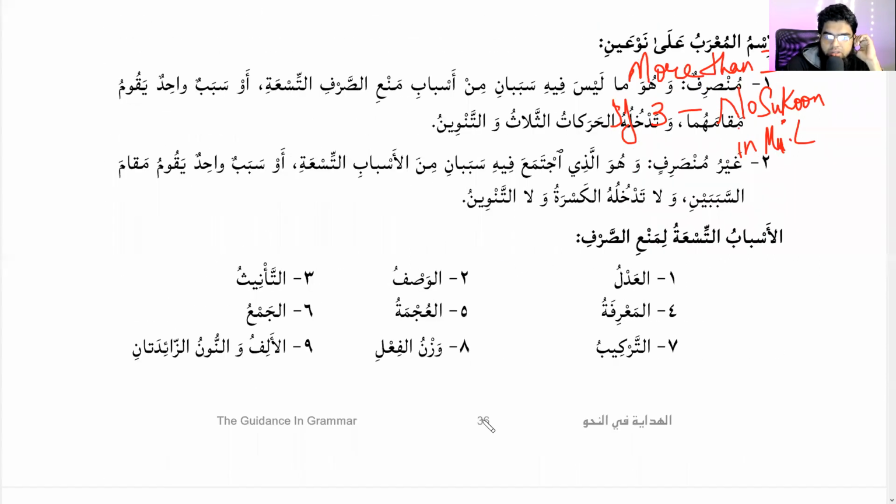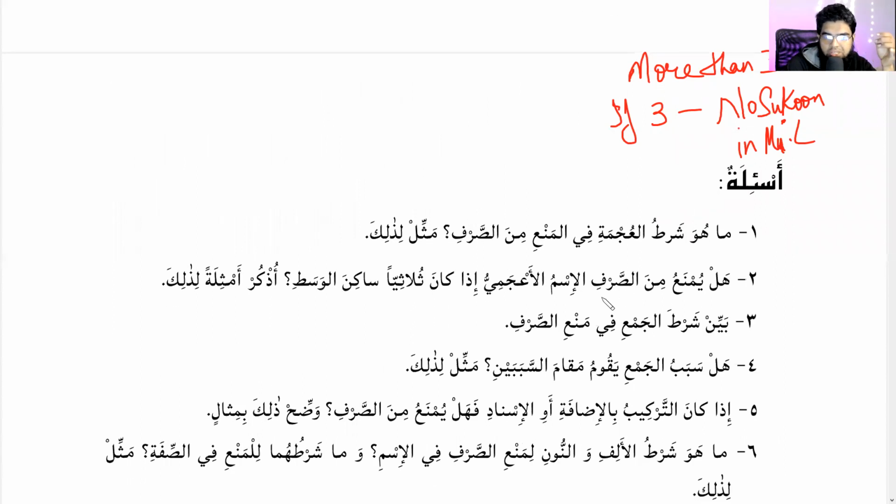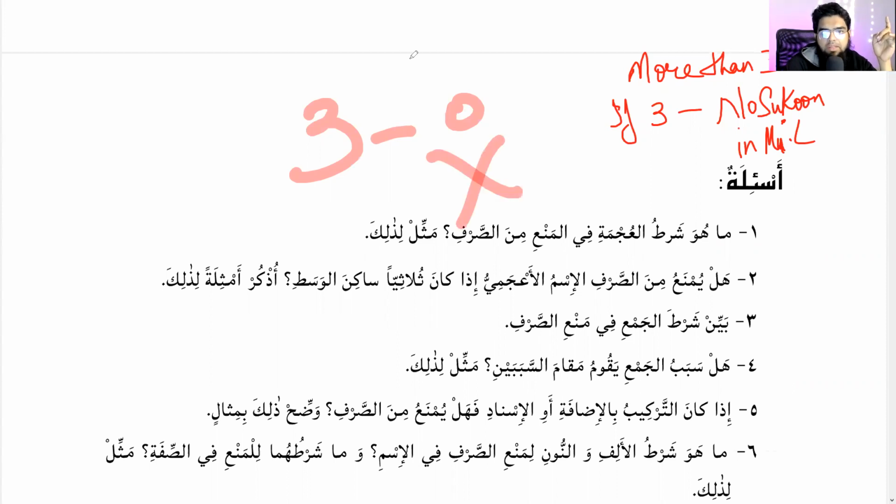Then next question. هل يمنع من الصرف الاسم العجمي إذا كان ثلاثيا ساكن الوسط؟ اذكر أمثلة لذلك. Will it be a diptote? So it's a foreign name, fine, but it is 3 letters, 3 letters and the middle letter has a sukun. So will it be? No, it will not be. Example, نوح. So Noah is a foreign name, non-Arabic name.